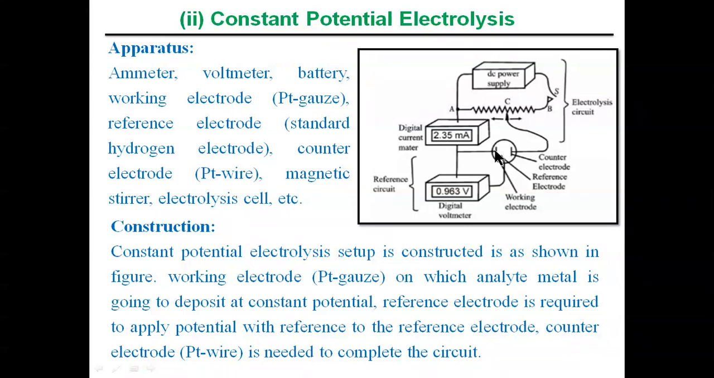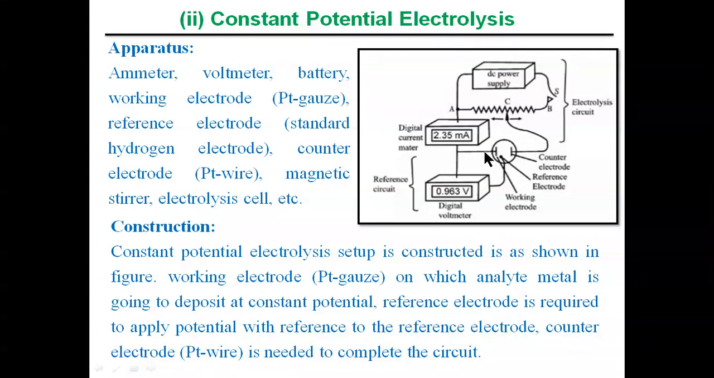We have a three electrode system here: working electrode, reference electrode, and counter electrode. The function of the working electrode is to deposit the analyte material on its surface. This is usually platinum gauge. Next is the reference electrode. This is very important, to apply the potential with reference to this reference electrode, which is the standard hydrogen electrode. And next is the counter electrode. We need it to complete the circuit and to measure the current. So all of this is required in the constant potential electrolysis setup.